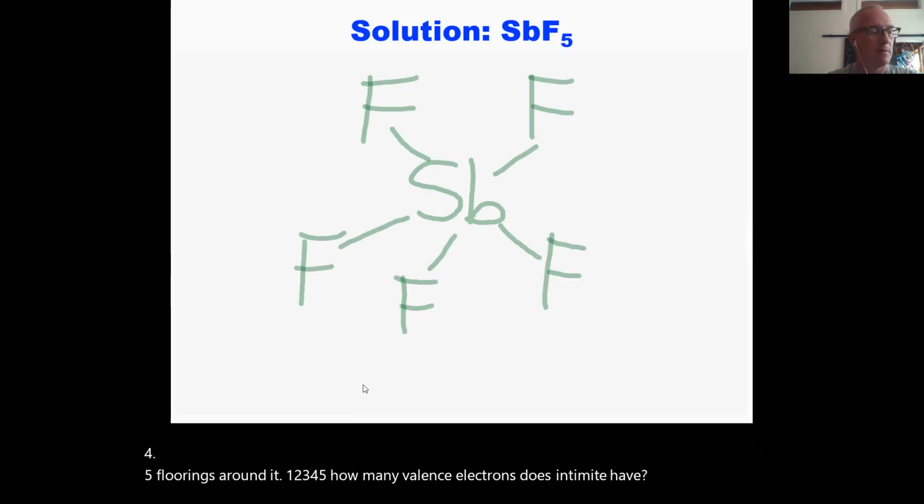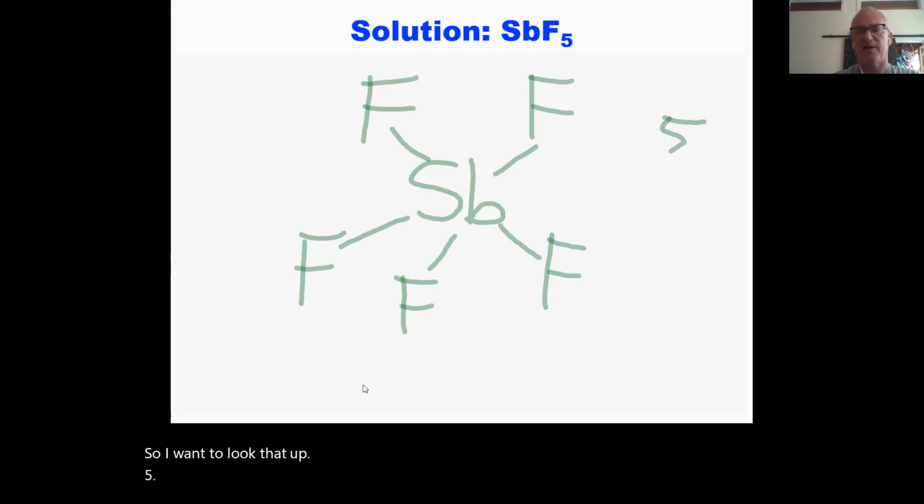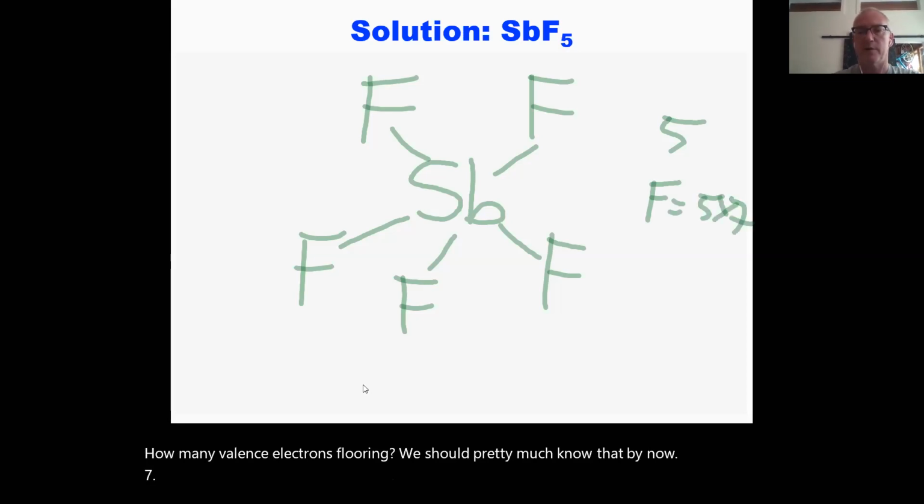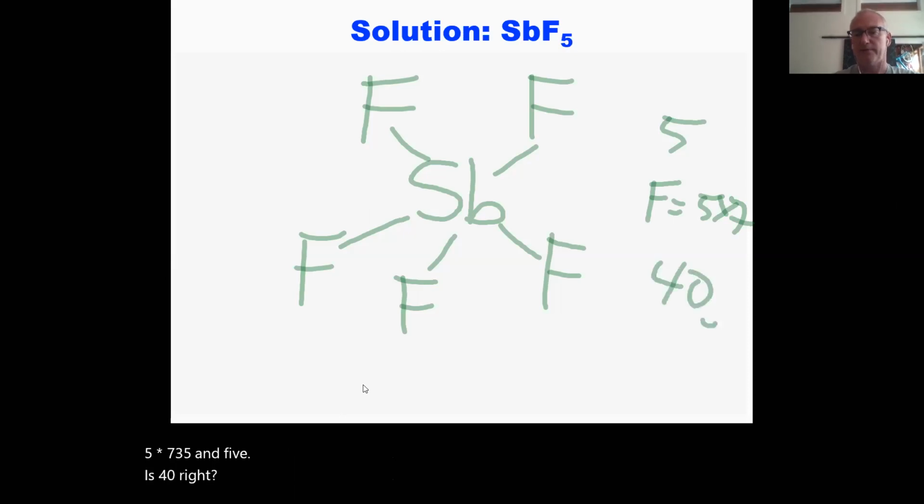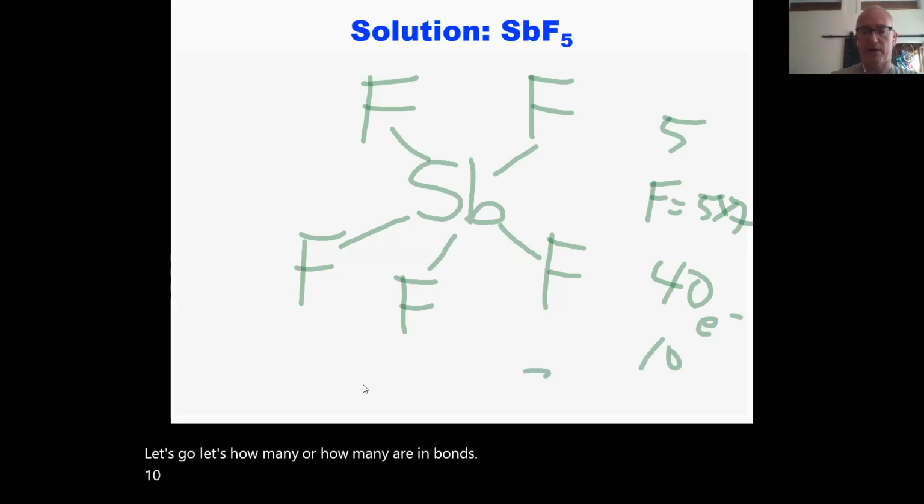So I want to look that up. 5. And how many valence electrons does fluorine have? We should pretty much know that by now. 7. So 5 times 7, 35, and 5 is 40 electrons. Dang, that's a lot of electrons. All right, let's go. How many are in bonds? 10. So we have 30 electrons left.